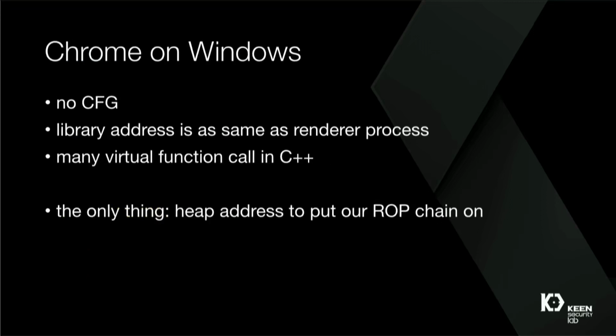To exploit Chrome on Windows, we need to learn some basic knowledge before we start writing our exploit. Firstly, there is no control flow guard in the Chrome process on Windows. Secondly, the library address in every process on Windows is the same, so we can obtain the library address from the compromised renderer process. Thirdly, there are many virtual function calls in the C++ implementation, so it is easy to control the PC register. The only thing we need is a heap address to put our ROP chain on, so we need to leak a heap address first.